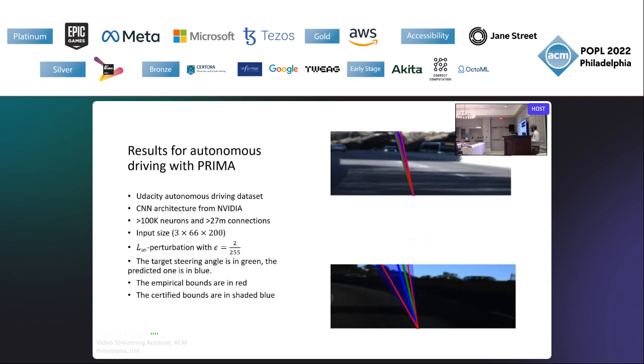So, have you looked at this for detection at all? Like actually perceiving objects? Not yet. But there are works that do verification of object detection as well, for different kinds of threat models.